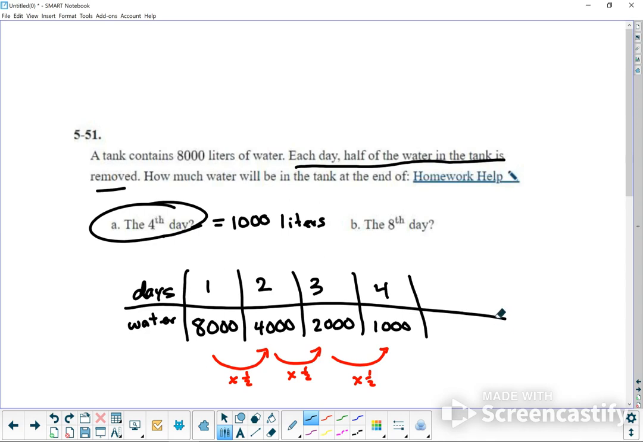Okay, let's keep going. 5, 6, 7, 8. Basically, you're just halving each time. So half of that is 500. Half of that is 250. Half of that is 125. Right? And 125, half of that is going to be 62.5.